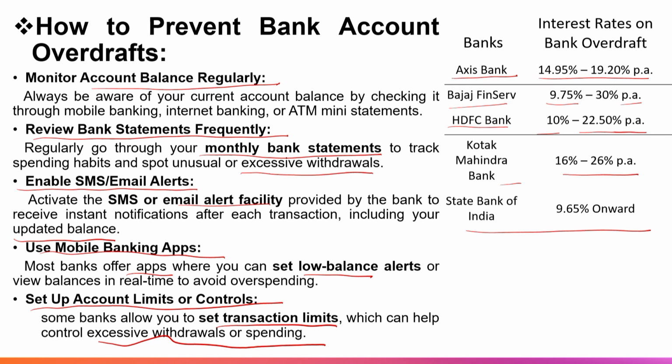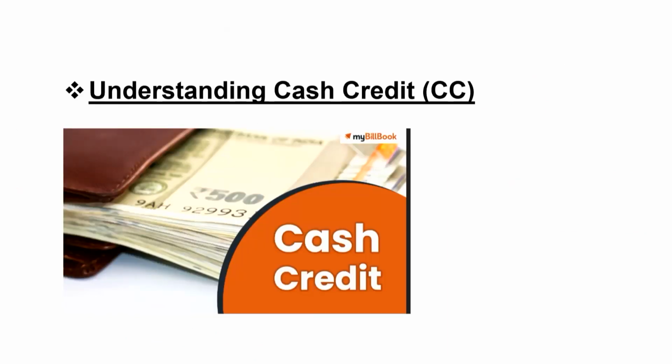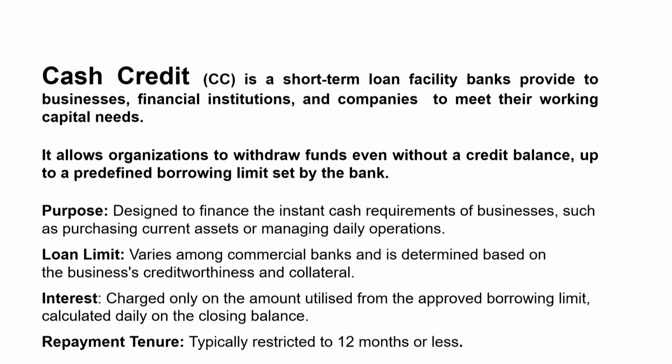Now, let us understand the next category of loan. The next category is cash credit. Basically, cash credit is also similar to the overdraft facility. It is also a short term facility that is provided by the bank to consumers. They may be businesses, financial institutions and companies. For the purpose of meeting the working capital needs and short term financial needs of the consumer, banks can advance such a cash credit loan to their consumers.